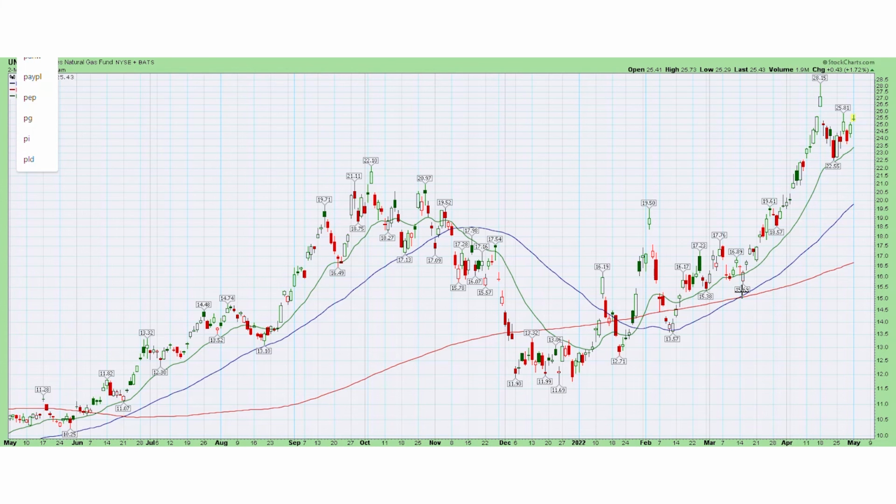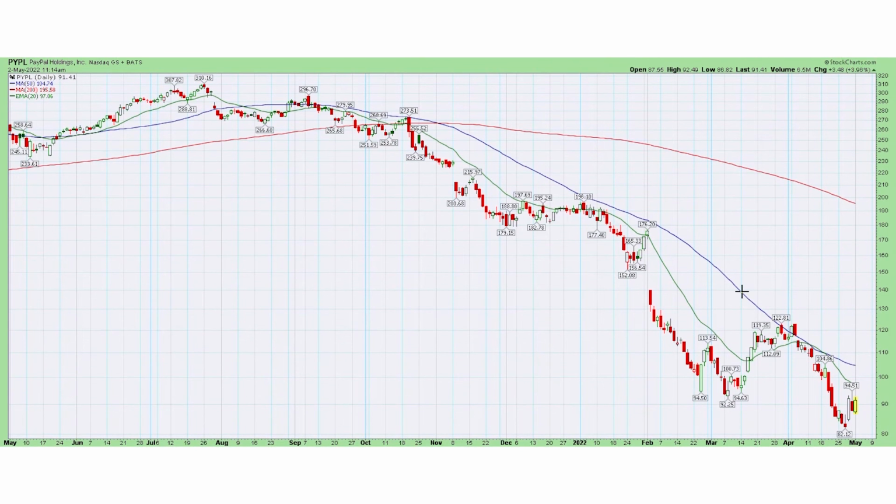Now let's look at an example of how we could flip this upside down. So you have PayPal right here. It's not had a very good 12 months, but look at how many times we're going to follow the blue line, because that's the line it really seems to be rejecting. Look, it starts to break down, it comes up to the 50-day moving average, gets slammed. Rejection. Okay? Rejection.